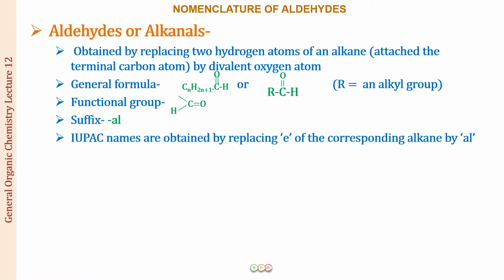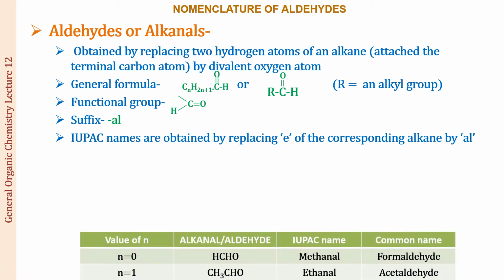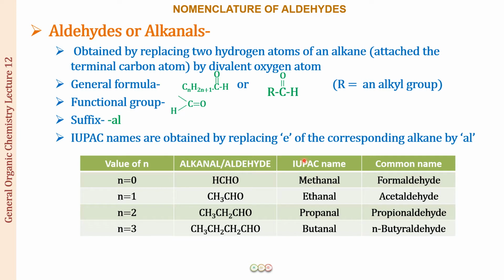So how are we going to obtain the IUPAC names? We are going to write the IUPAC names by replacing the E of the corresponding alkane by "al". Let us see a few examples which will help you understand better. Here I have written the value of n to be 0. Please do not confuse it with your previous compounds. Here n is standing for the alkyl group. There is one carbon already present in the CHO group, and the n we are talking about is for the alkyl group.